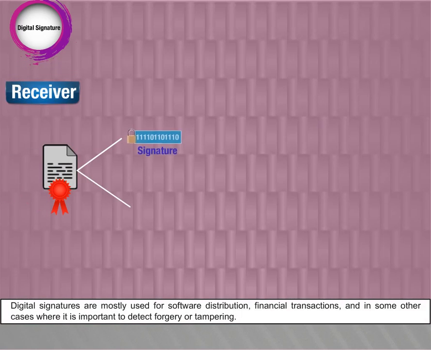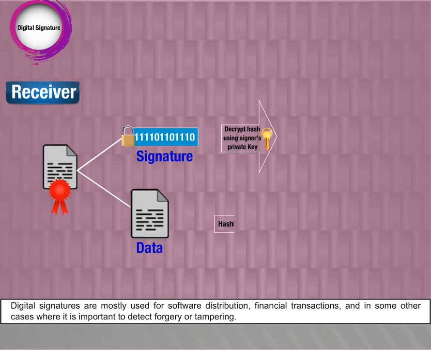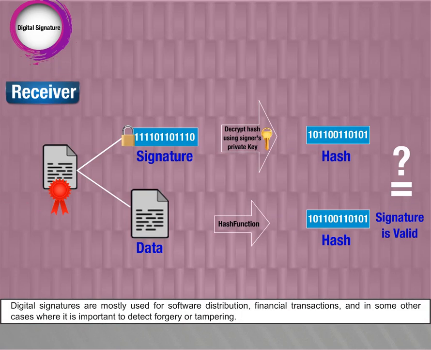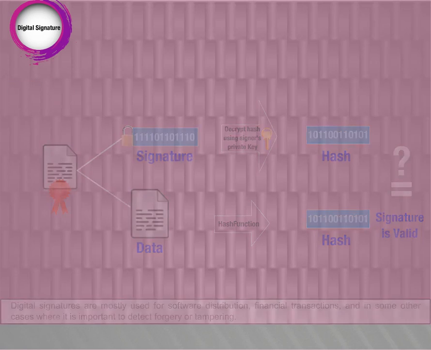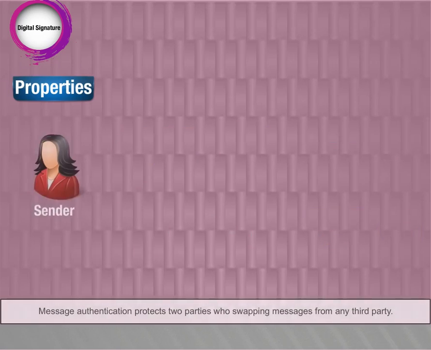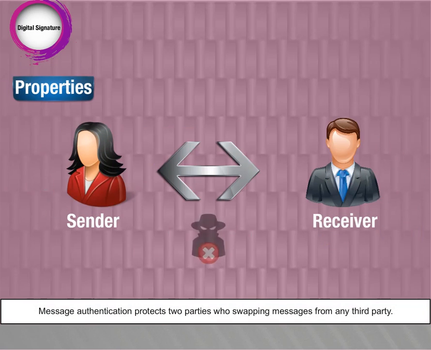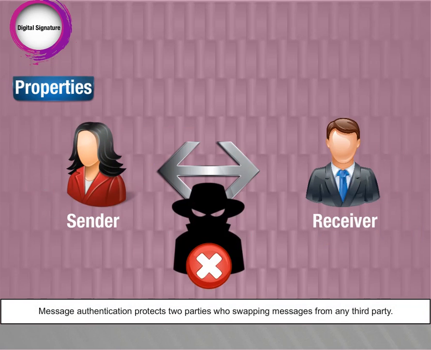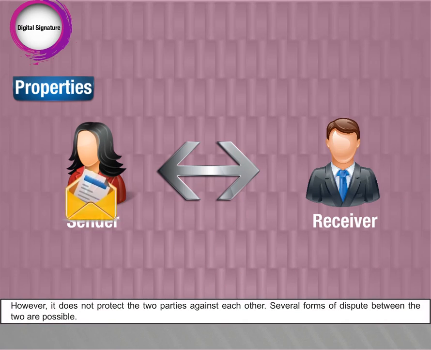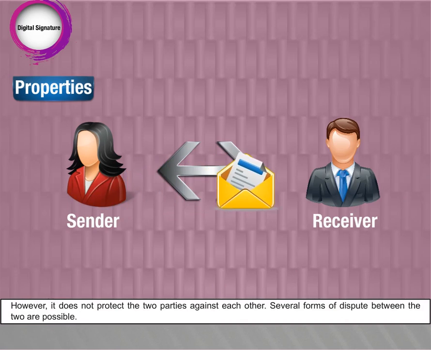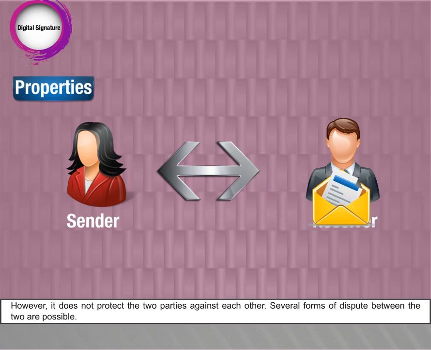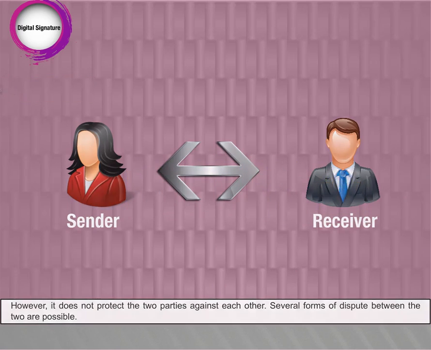Digital signatures are mostly used for software distribution, financial transactions, and in some other cases where it is important to detect forgery or tampering. Properties. Message authentication protects two parties who are swapping messages from any third party. However, it does not protect the two parties against each other. Several forms of dispute between the two are possible.